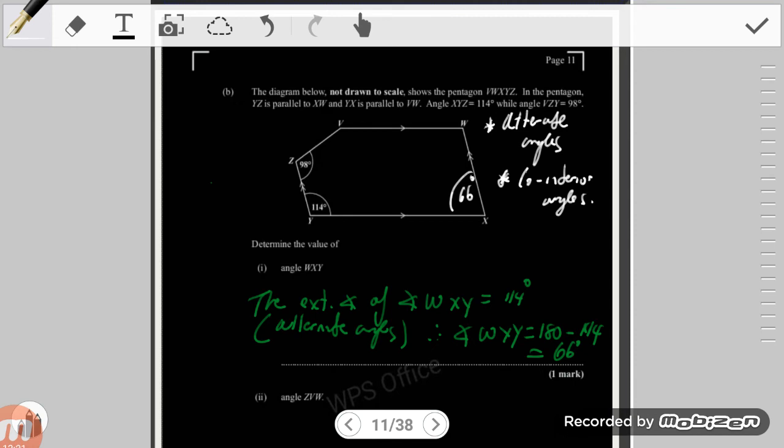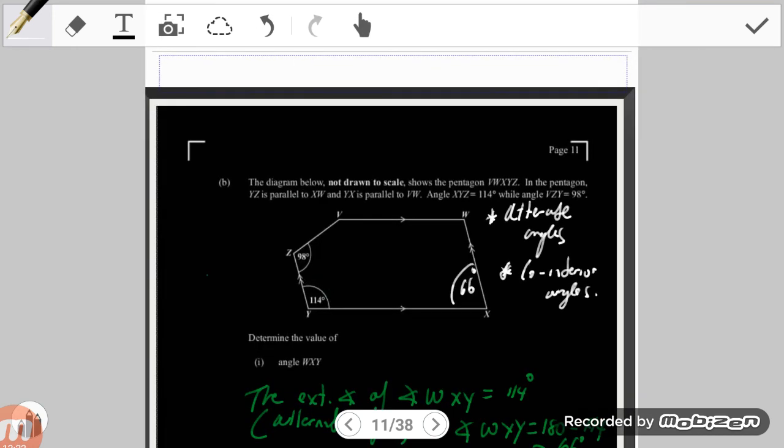We could also look at the fact that the 114 here is co-interior with the 66 because these two lines are parallel and this is the transversal. So the angles are on the inside and they're on the same side of the transversal. So we could say that those two angles are co-interior to each other. Therefore, we could take 114 from 180 and we would still get the 66. That is if you know how to identify co-interior angles.